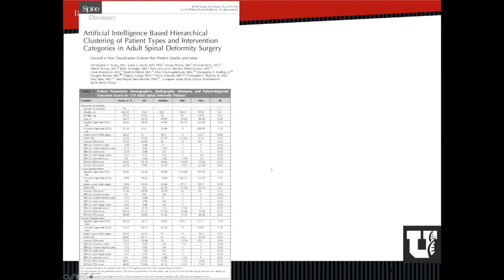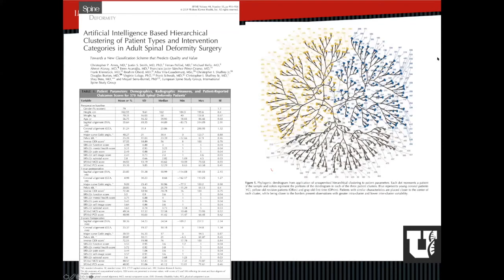If this sounds like it's pie in the sky, here's a paper from 2019 from the International Spine Study Group, where they took this massive number of variables and used artificial intelligence for what's called clustering. So what they did is they took all these outcomes and clustered patients into groups where they seemed to be more similar than patients in other groups.